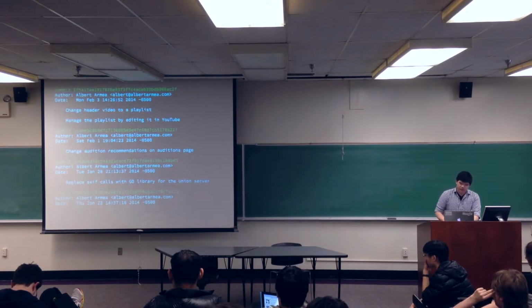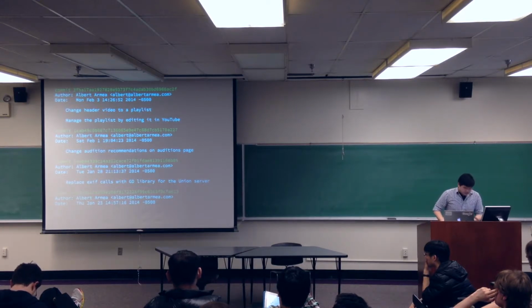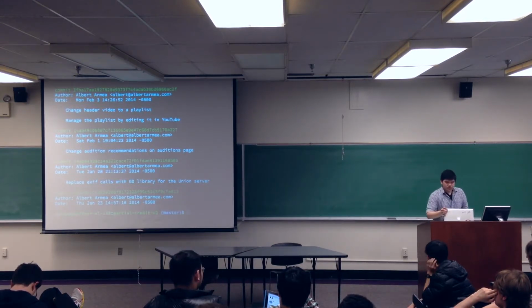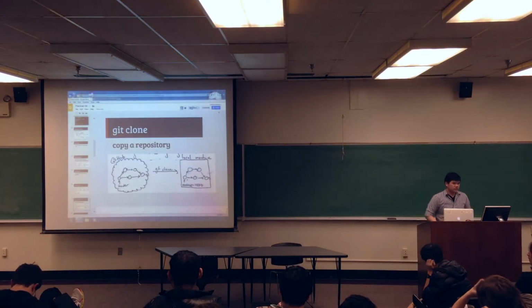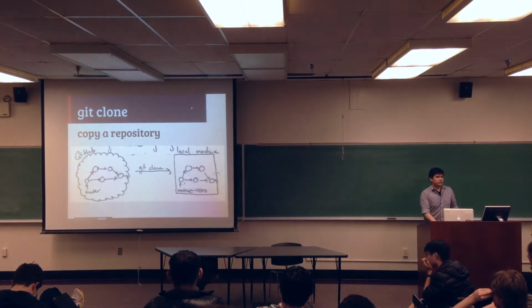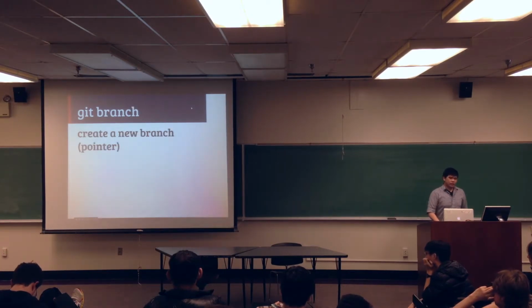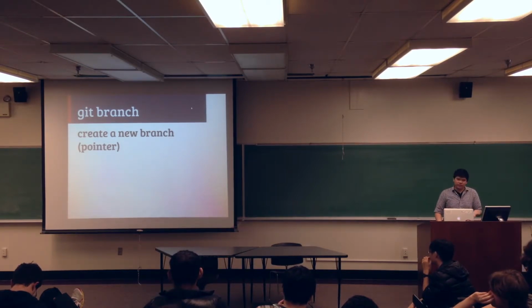So if I go ahead and git log, you see that we have the same history as was on there. Git branch: one of the cool things about Git is you can make branches and merge them in really easily. All it does is create a new branch, which is just, as I mentioned earlier, a pointer to a node.